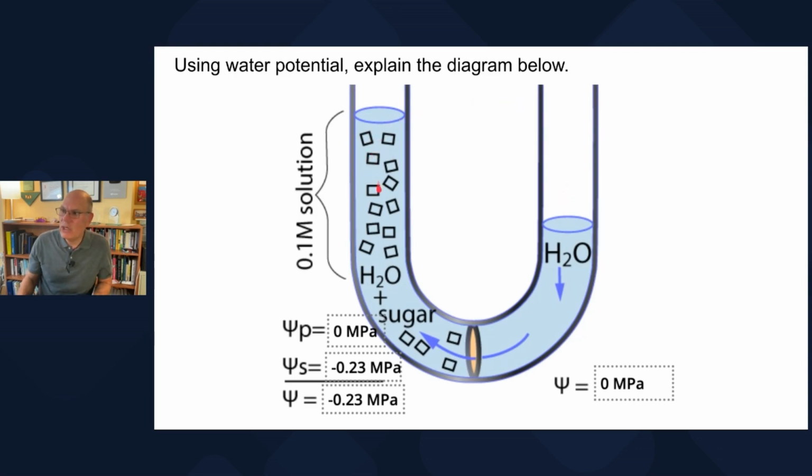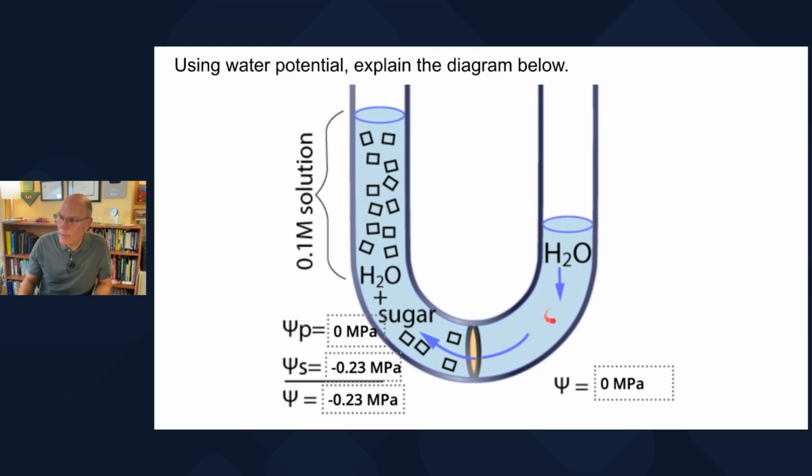When we add sugar to this side of the U-tube, what happens is this. The pressure potential is 0. There's no pressing on either side of this U-tube. But adding the solute lowered the water potential. It made it negative 0.23 megapascals. That's the measurement for pressure. That's something that really comes out of physics. And all you need to know is that megapascals is a measurement of pressure.